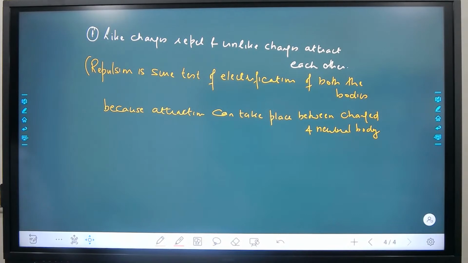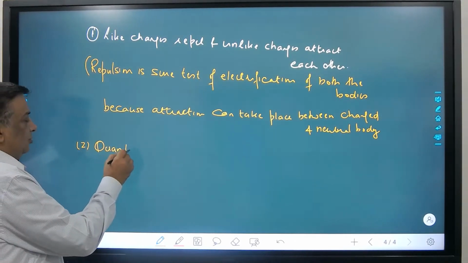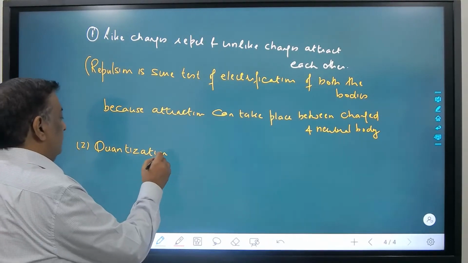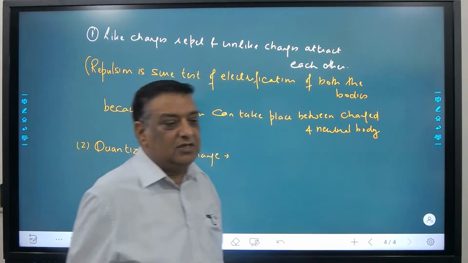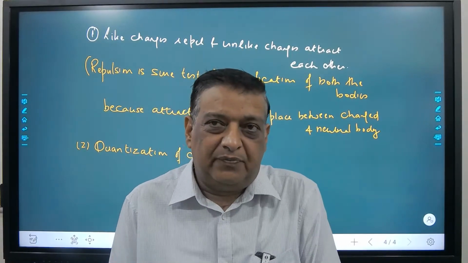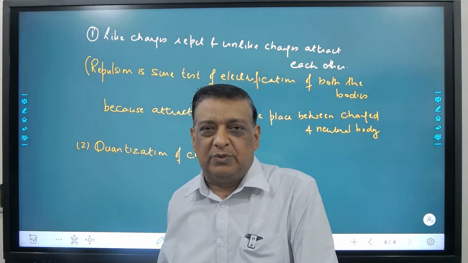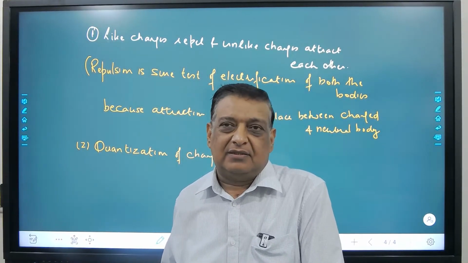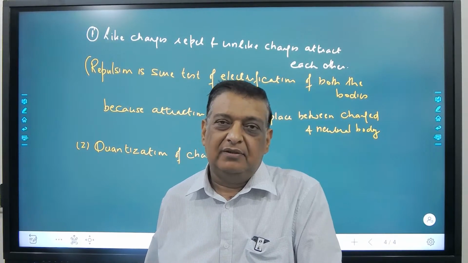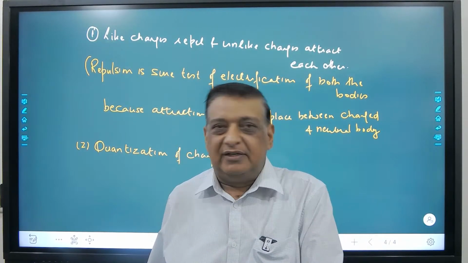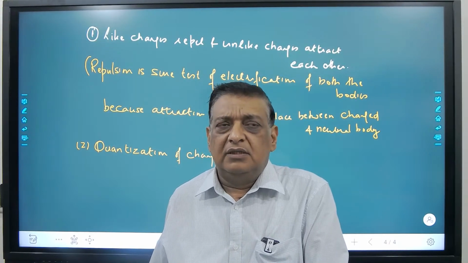The next property is an important one: quantization of charge. Quantized physical quantities are those which have discrete values. They cannot have continuous values. Continuous values are like mass. You cannot have a minimum value of mass. Between 1 gram and 2 grams, there can be infinite values of mass possible. It can be 1.1 gram, 1.11 gram, 1.111 gram. So we say mass is not a quantity which is quantized. Charge has discrete values.